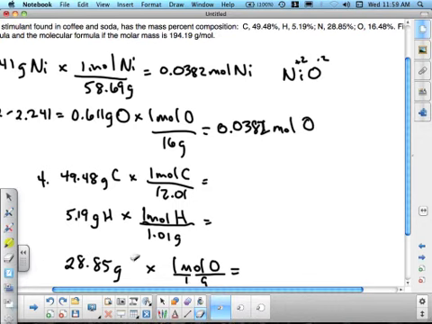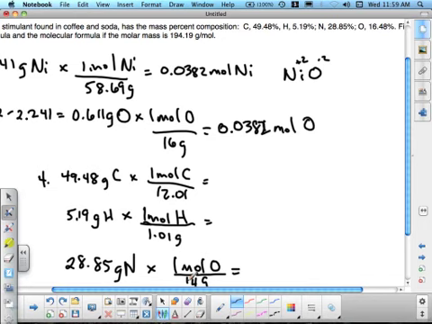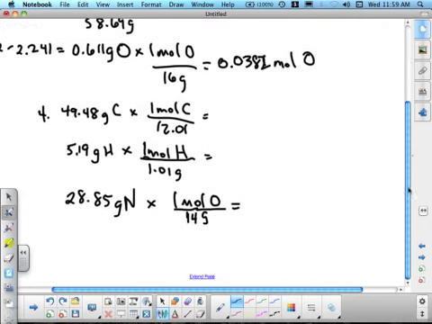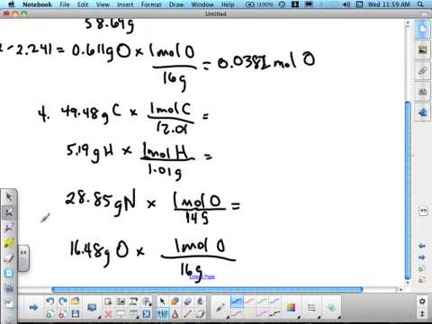And it's 14, not 16. So this is nitrogen, 14. And my last one is oxygen, and 16.48 is my amount. 16.48 grams of oxygen times 1 mole of oxygen weighs 16 grams. And I will fix this up here. It's nitrogen, not oxygen. All right, so now do all the divisions and get your moles.